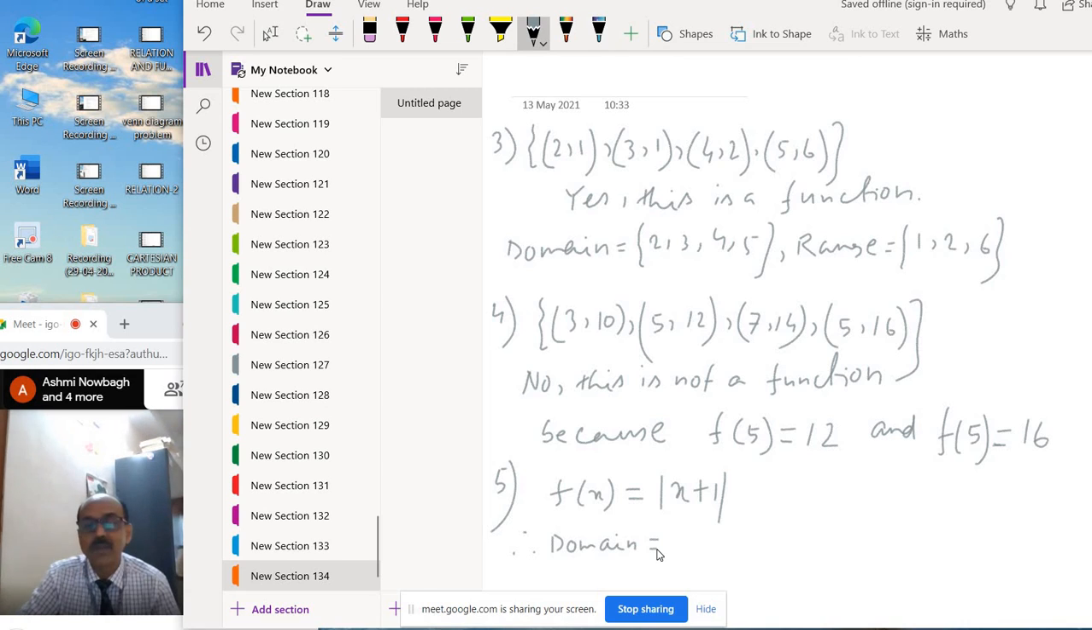So any value of x, what is the notation? Real numbers, capital R. Capital R means any value: positive, negative, fraction, everything. Clear now? Okay?